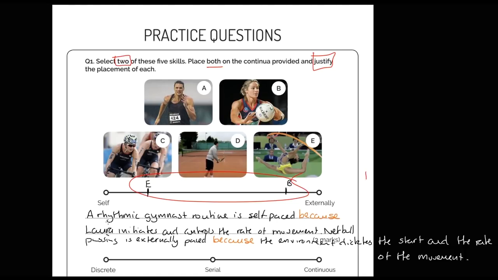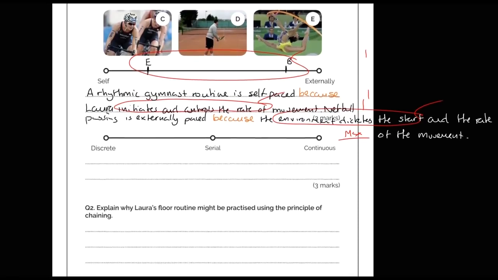So let's say that our placement is correct. That gets us a mark. A rhythmic gymnastic routine is self-paced because, so I'm giving reasons why, Laura initiates and controls the rate of the movement. Netball passing is externally paced because, again, I'm justifying, the environment dictates the start and the rate of the movement. I get my mark and I've got my max. So I'm clearly answering the question set. I'm placing and I'm justifying. I'm saying what I'm placing on the continuum and I'm justifying.